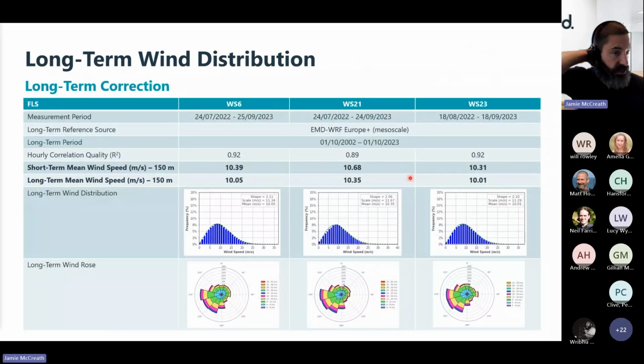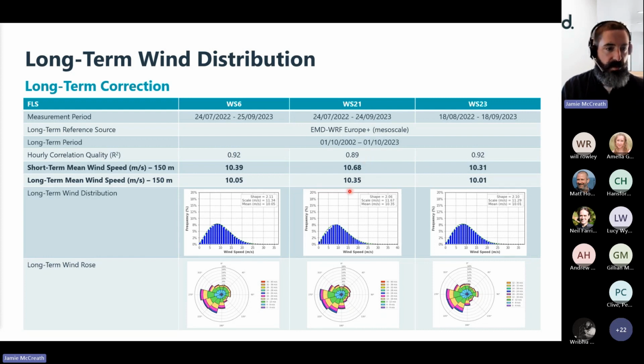So this is basically the results of the analysis. The measurement periods are defined at the top. So each of these, as I mentioned before, are just over a year of data, and with synthesis. The long-term reference source was the EMD WRF mesoscale data set. And then the long-term period was 22 years, covering the most recent 22-year period. The quality of correlation varies between LiDARs. So you can see WinC21 has got a slightly lower quality of correlation, but that was improved with the synthesis.